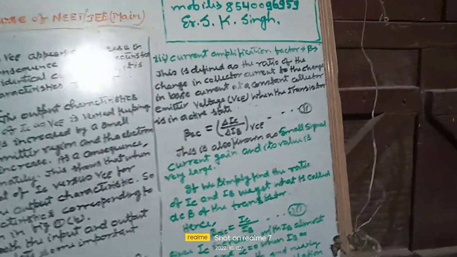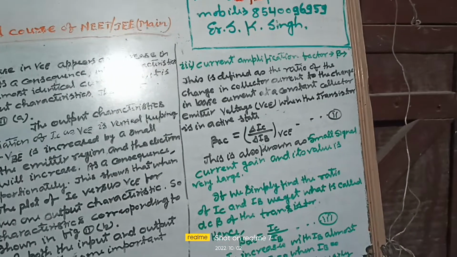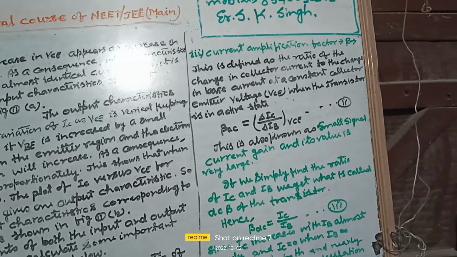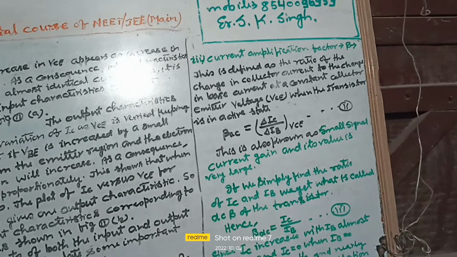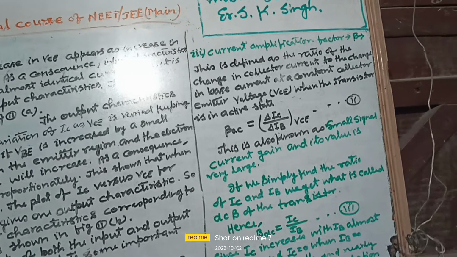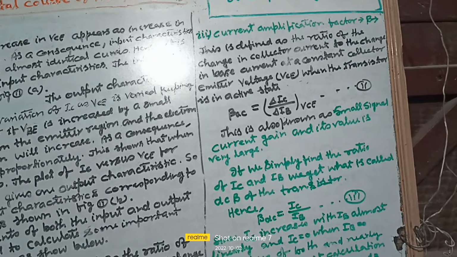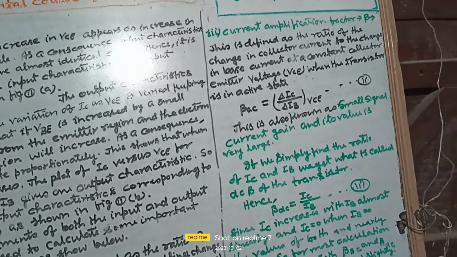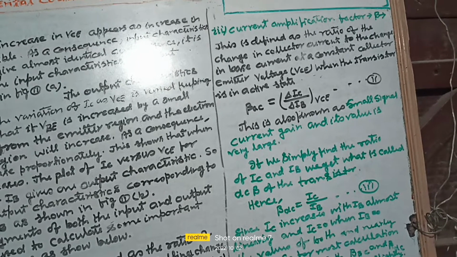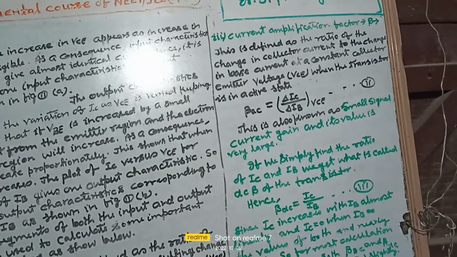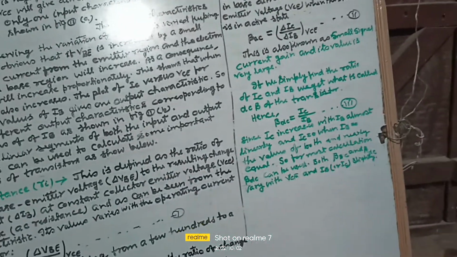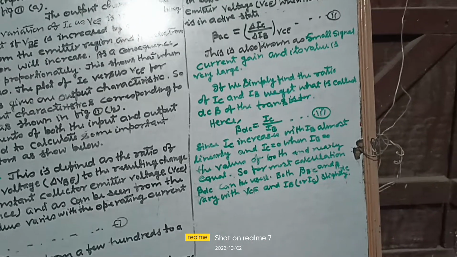Third, current amplification factor beta. This is defined as the ratio of the change in collector current to the change in base current at a constant collector emitter voltage VCE when the transistor is in the active state. Beta AC equals delta IC by delta IB at VCE constant. This is also known as the small signal current gain and its value is very large.